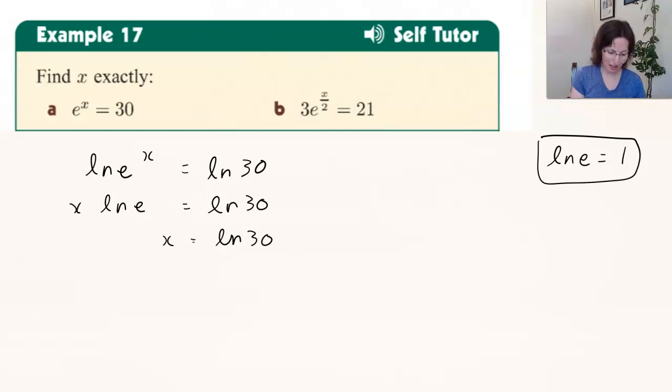And it's absolutely fine to go straight from the question to this answer as you become more familiar with using logs. Second part here, 3 multiplied by e to the power of x on 2. So we have to isolate x on its own. First of all, you want to detach that 3. So we're going to divide both sides by 3 to get 7 on the right hand side.